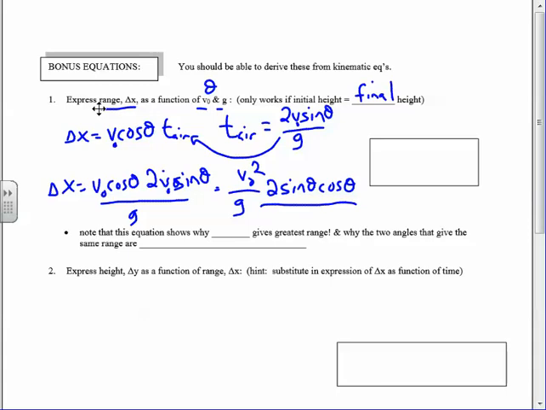So you should have learned this in A2 trig. Maybe you haven't got there yet if you're taking A2 trig, but definitely if you've been in pre-calc, you should know this. So if you don't recognize it, let me tell you. So our equation then becomes x equals V naught squared all over g. Let me stop there for a second.